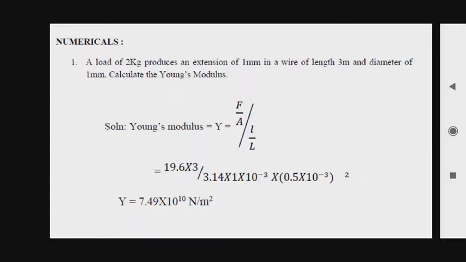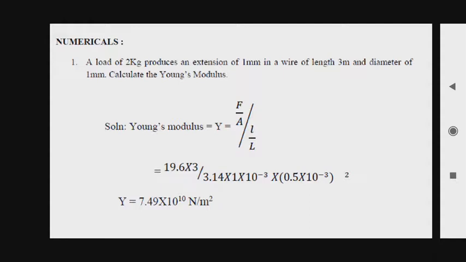Numericals. First one: a load of 2 kg produces an extension of 1 millimeter in a wire of length 3 meter and diameter 1 millimeter. Calculate the Young's modulus.